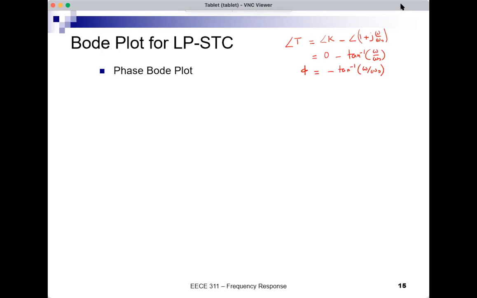So let's look at this function. The arctan would vary with omega, obviously. Let's start first with omega equal to omega 0. I get minus tangent inverse of 1, and I know this is minus 45 degrees. If omega goes to 0, very, very low frequencies, like DC, then I get minus arctan of 0, and that's 0. And if omega is very, very large, very high frequency, then omega over omega 0 tends to infinity, and phi goes to minus arctan infinity, which is minus 90 degrees. So phi is between 0 and minus 90, and at omega 0 it crosses at minus 45 degrees.